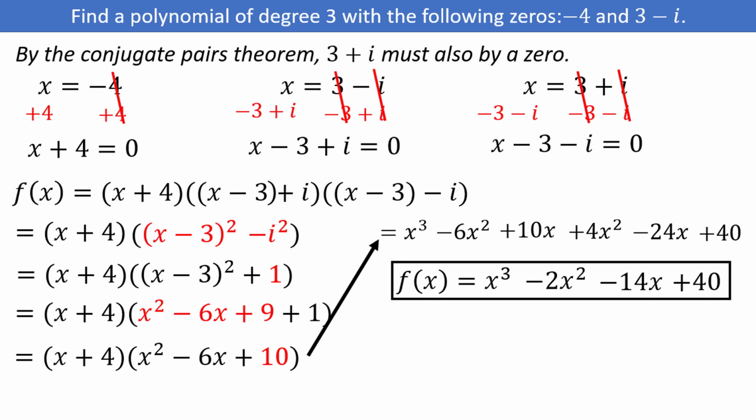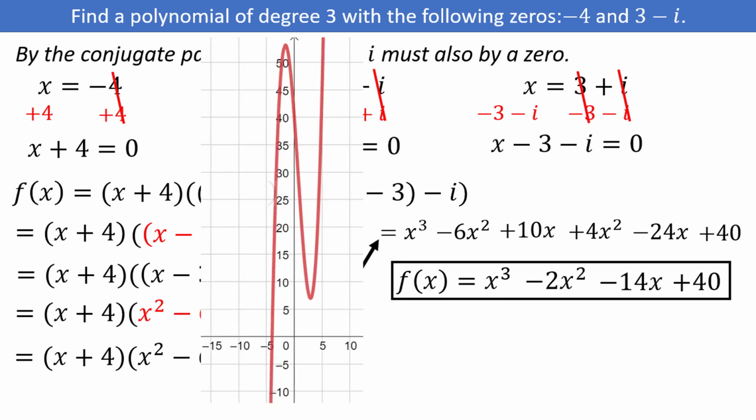Since this is a degree 3 polynomial, it has at most 3 zeros. But we know 2 of those zeros are complex, so there really is only one real zero. Here is the graph of this function. As you can see, the only zero is at x is equal to negative 4. You can see that this polynomial had the possibility of intersecting the x-axis 2 more times in this loop, but it didn't quite make it down to the x-axis due to the complex zeros.